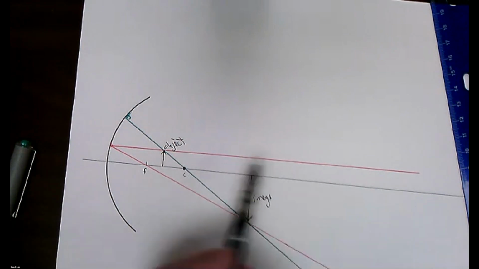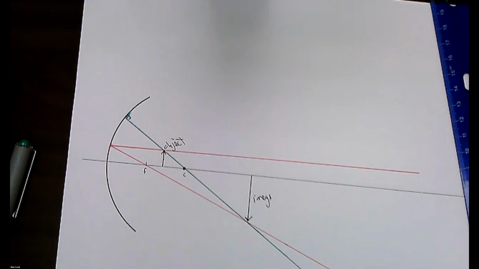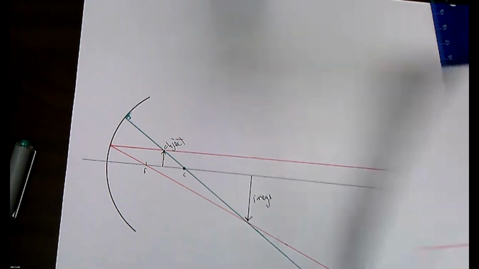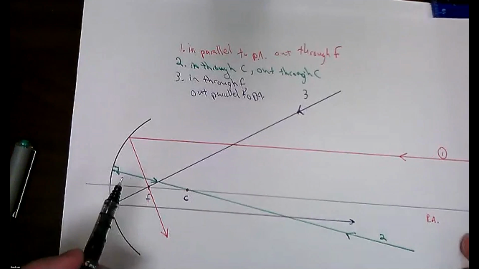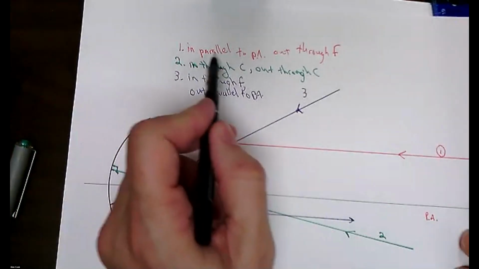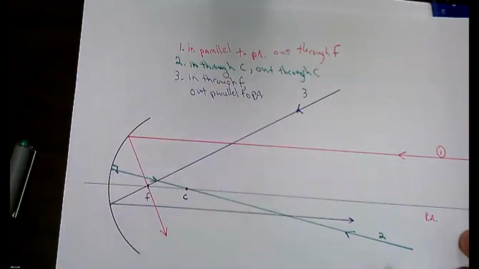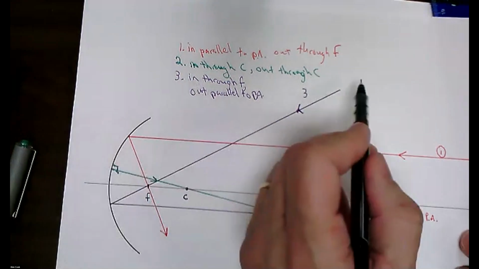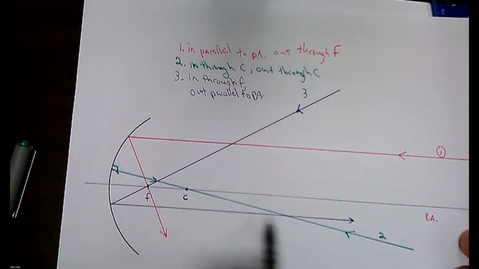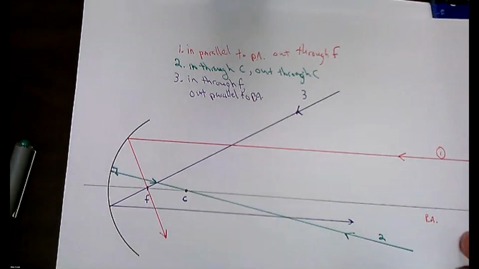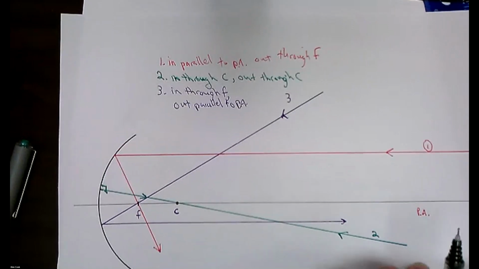So the idea is that we have our 3 lines that I want you to be able to draw. If you can't draw because of a location, that's fine, but any line that goes in parallel to the principal axis will come out through F. Any line that goes in through C will hit perpendicular and come back out upon itself. And any line that comes in through the focal point will reflect and come out parallel. And so you're going to use these 3 lines every time you do a drawing.